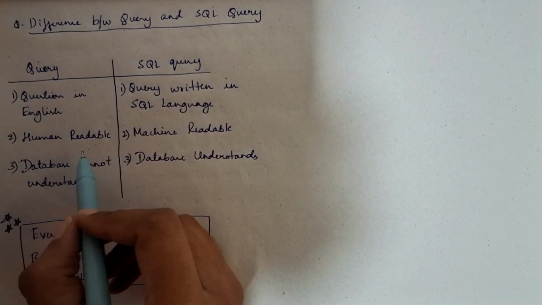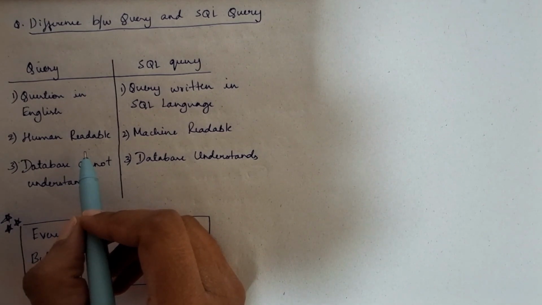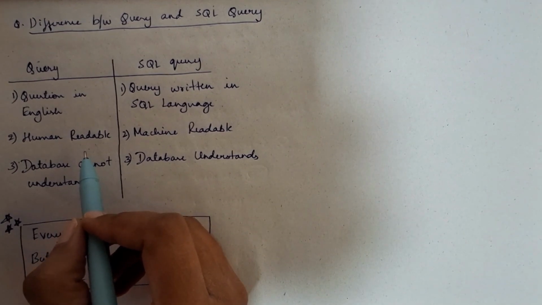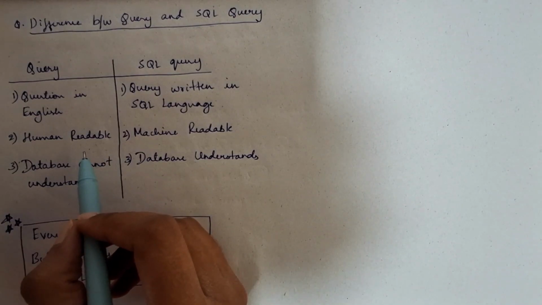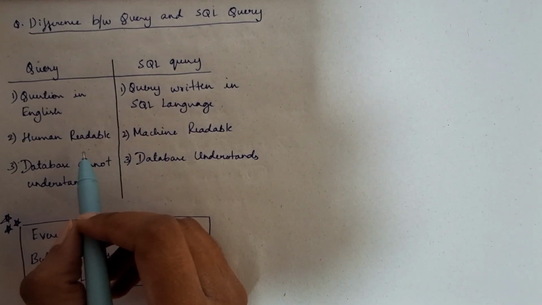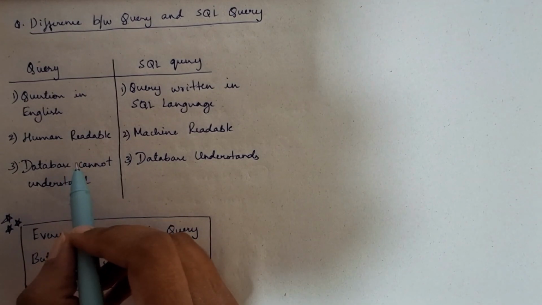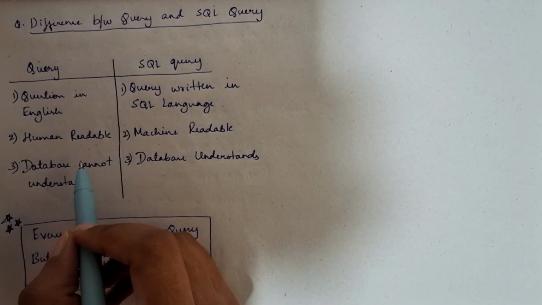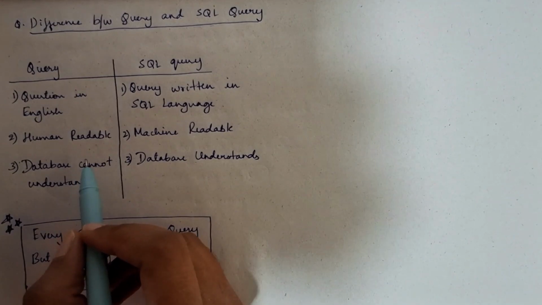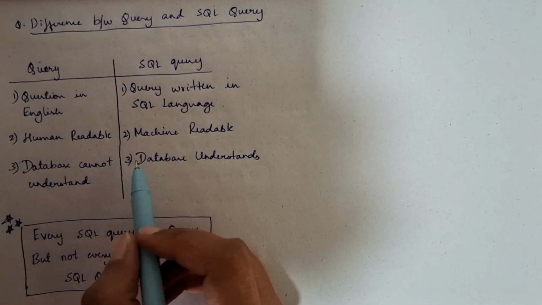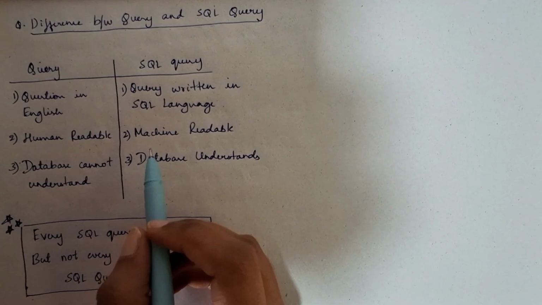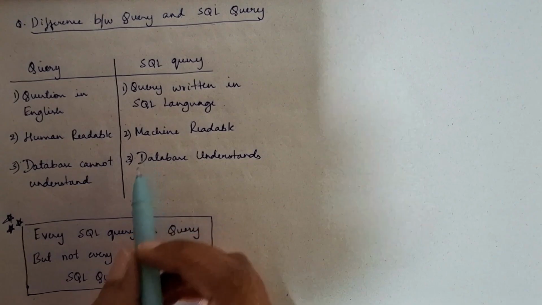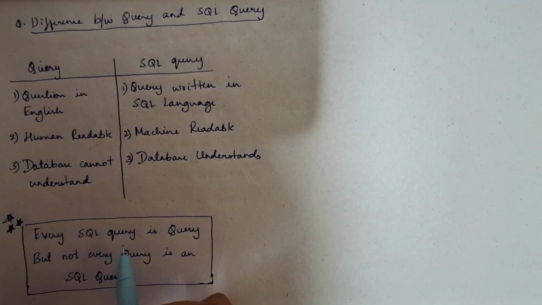A query is a question. For example, if I say display all the students who scored more than 80 marks, this is a query because the question is in English. But the database cannot understand English. So we convert this English question into SQL language. The SQL formatted question is called an SQL query. So guys, by this we can say that every SQL query is a query, but not every query is an SQL query.